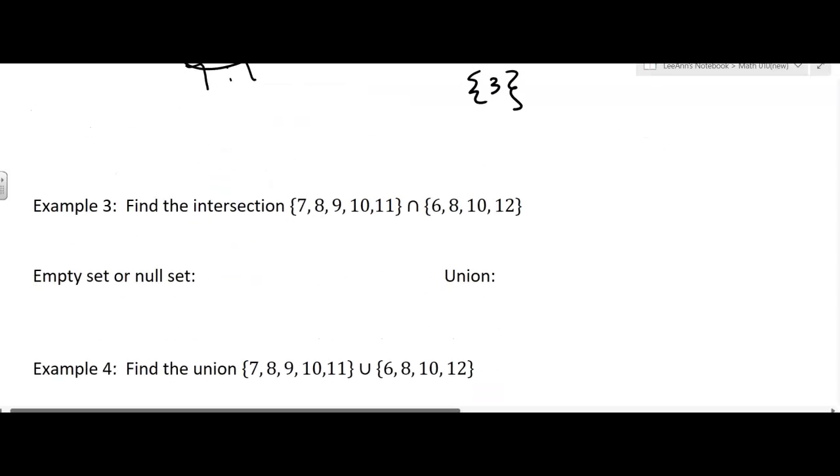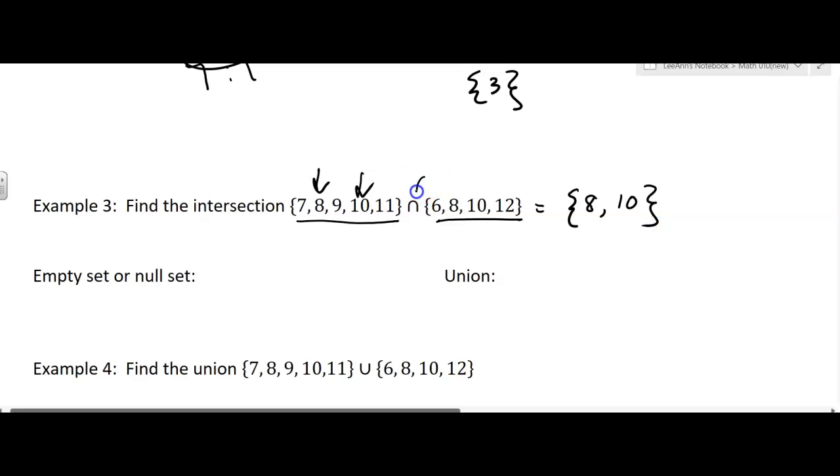So for this example 3, find the intersection. We've got 7, 8, 9, 10, 11, and then 6, 8, 10, 12. So we want just the elements that they have in common. We will use the set notation, so the squiggly brackets, and they have 8 in common and 10, right? Those are the only two that I'm seeing. Okay, so 8, comma, 10. You need the comma, you need the squiggly brackets.